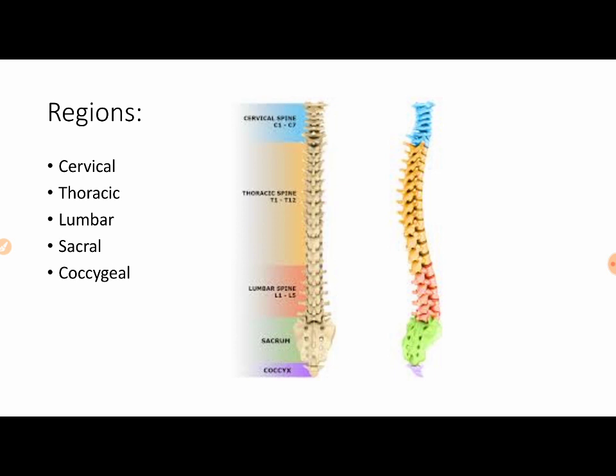So the breakdown of your vertebra is your cervical region, which there are a total of 7 bones, thoracic vertebrae, a total of 12 bones, lumbar region, a total of 5 bones, sacral bone, a total of 5 bones fused into one, coccyx, 4 bones fused into one.